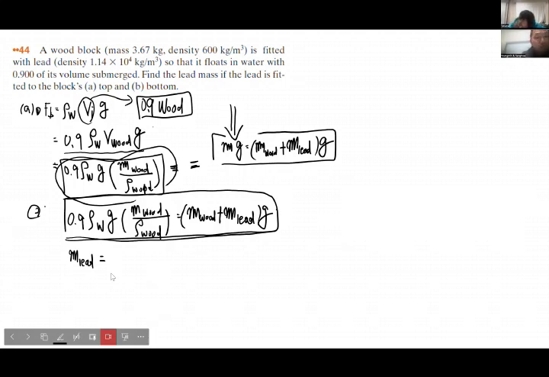The next step is pretty straightforward. The conversion of this equation in terms of the mass of lead is the key. You have to rearrange it to find the expression for the mass of the lead, and the next step is to plug the numbers into the formula.